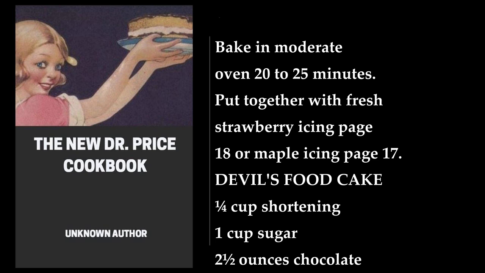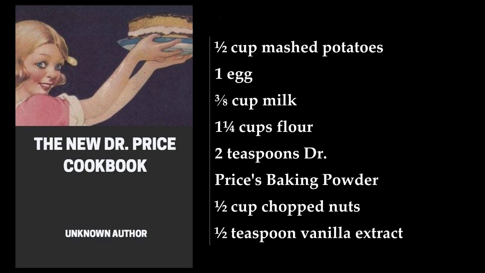Devil's food cake. 1/4 cup shortening. 1 cup sugar. 2 1/2 ounces chocolate. 1/2 cup mashed potatoes. 1 egg. 3/8 cup milk. 1 1/4 cups flour. 2 teaspoons double-acting baking powder. 1/2 cup chopped nuts. 1/2 teaspoon vanilla extract.